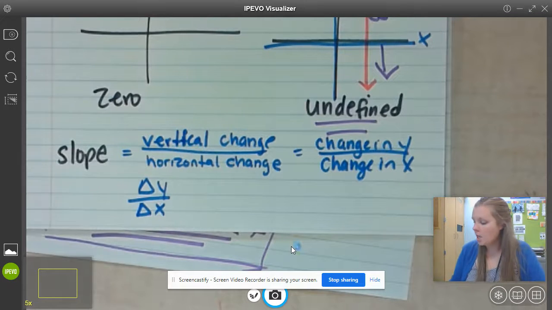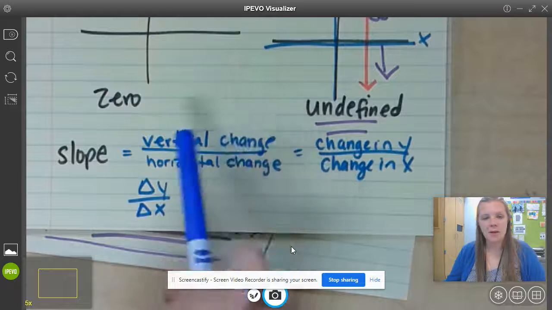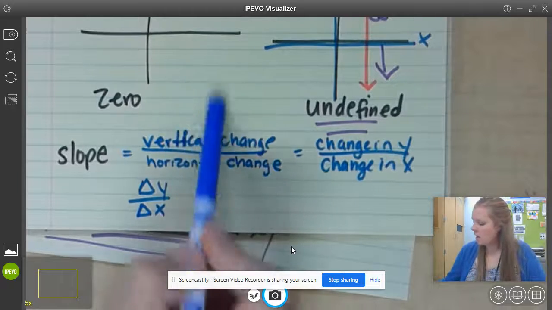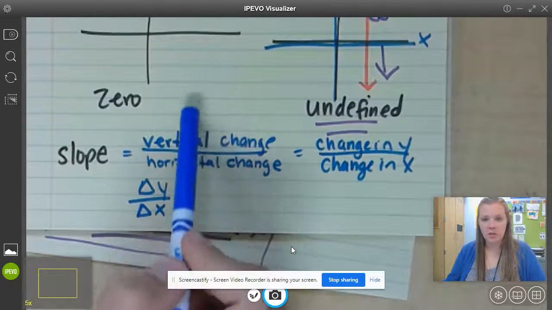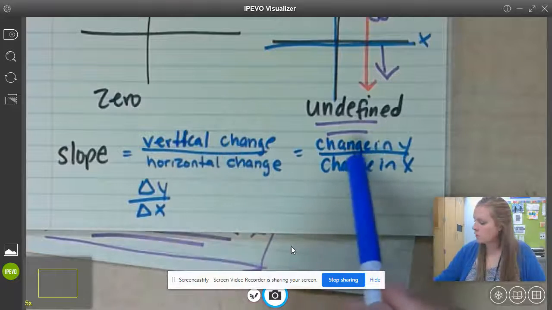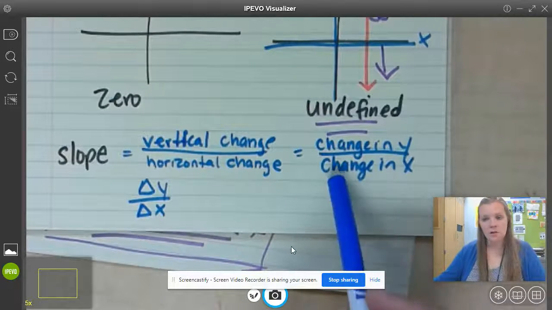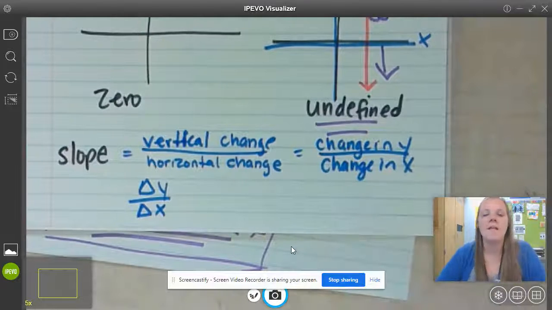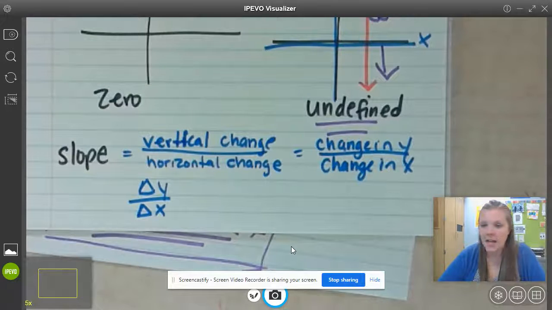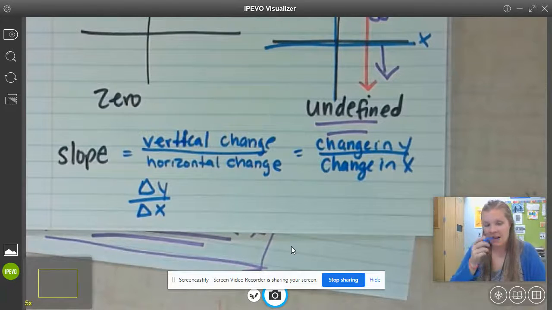Back to slope. Again, we were talking about how it's the vertical change over the horizontal change, which means it's the change in the y values over the change in the x values. And then I was just about to say, I had reminded you that mathematicians always like to abbreviate everything. For example, slope is the letter M.